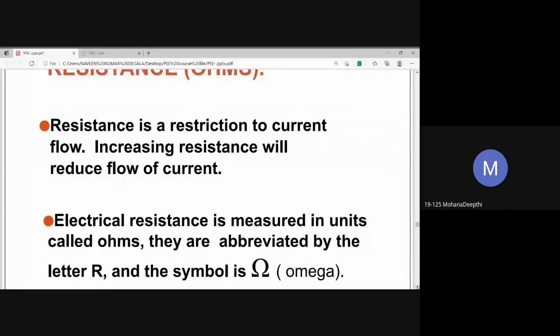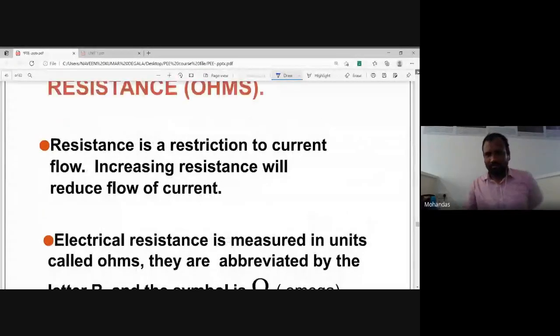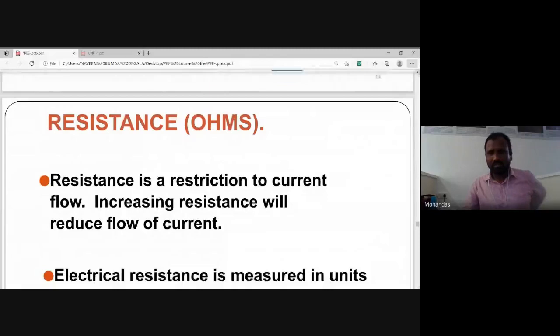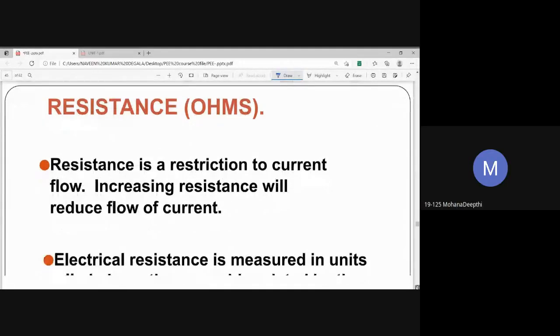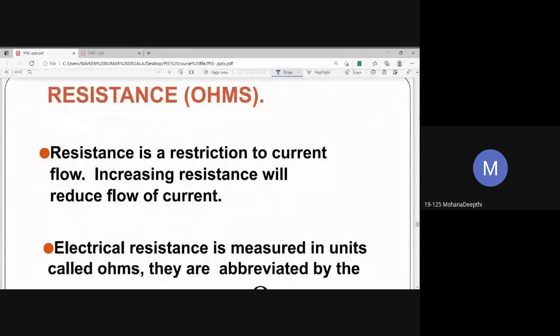Node is a point of connection, sir. Very good. Point of connection of any branches. Branch means a single element, sir. It may be a voltage source, resistor, sir.